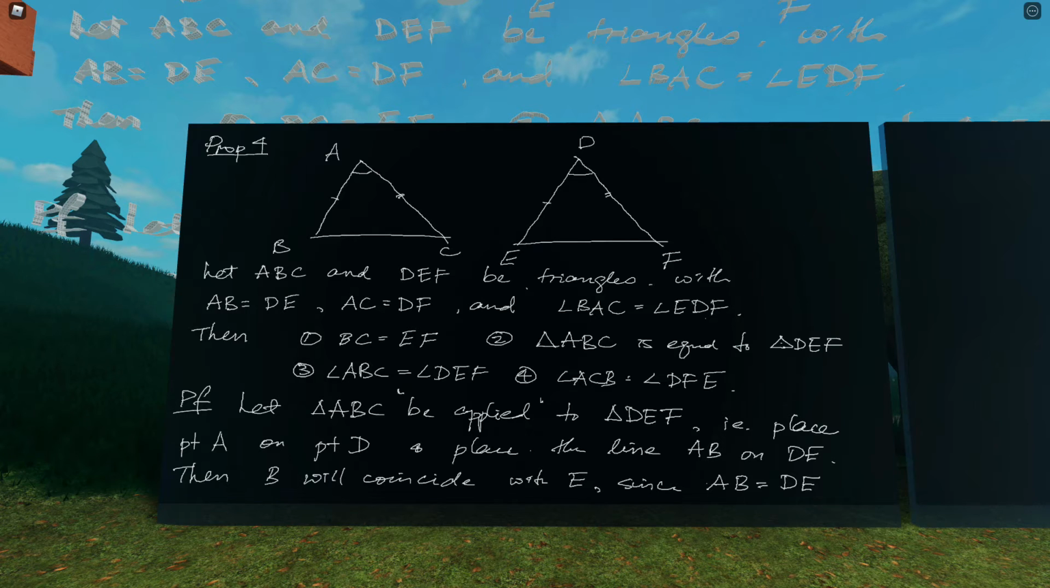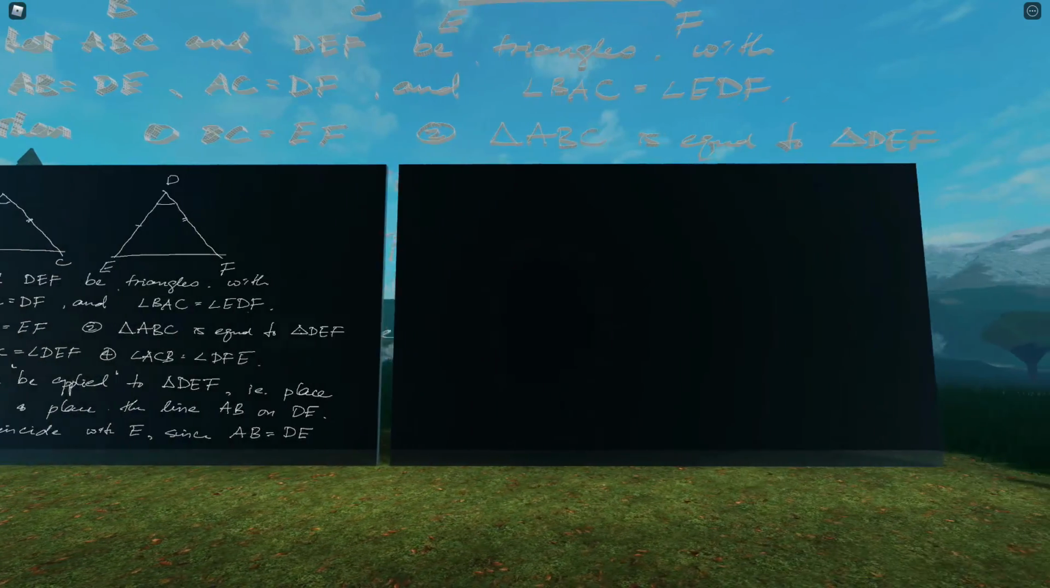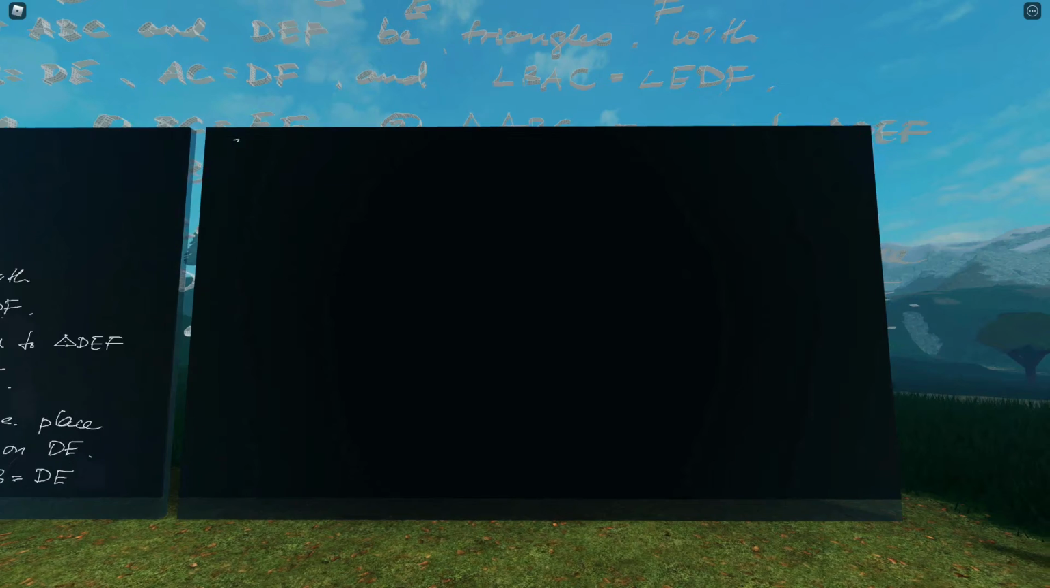I'm going to shift to the second board here. So once we have that, now we're going to argue that the other points C and F are also coinciding. They're also the same point if we do this application of one triangle onto the other. And so we're going to argue that since AB coincides with DE, so that's the line AB and the line DE, pointing in the same direction, coinciding, sharing a point, so they're the same line, and the angle. So now we use the fact that the angle in between is the same: angle BAC is equal to angle EDF.